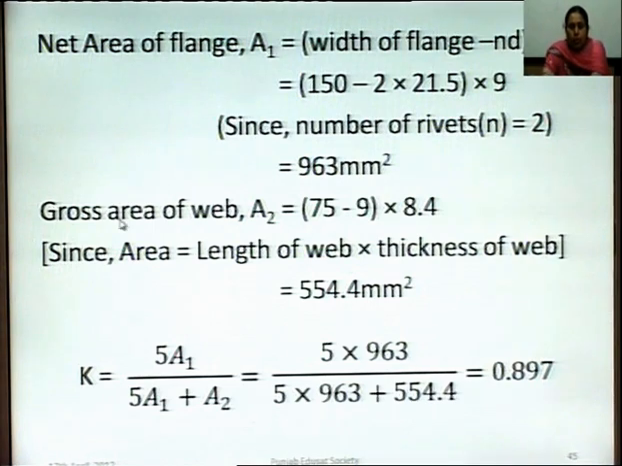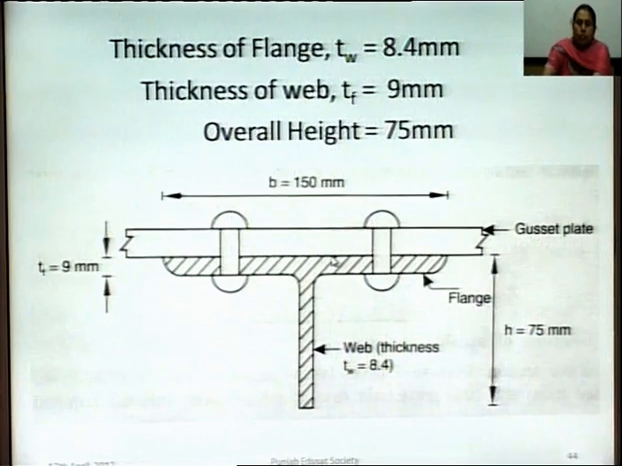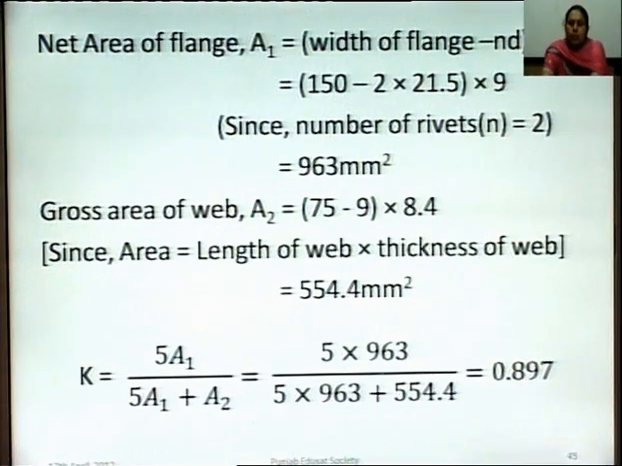and then A2, the gross area of web, will be the length of the member up to this point. So, it will be 75 minus thickness of flange, then this length is multiplied by the thickness of web. So, length will be 75 minus 9, overall height minus thickness of flange. So, it is the length of web, then it is multiplied by thickness of web.